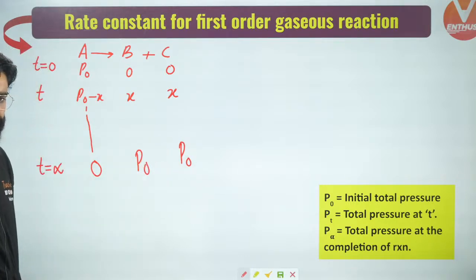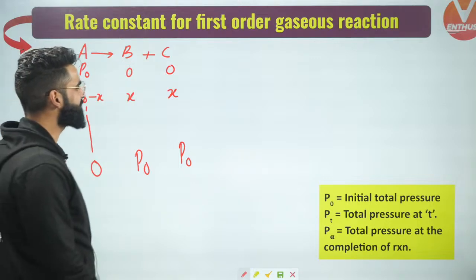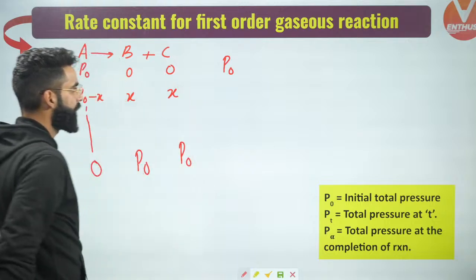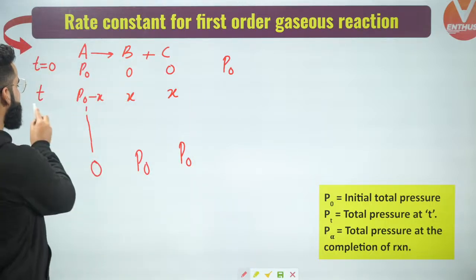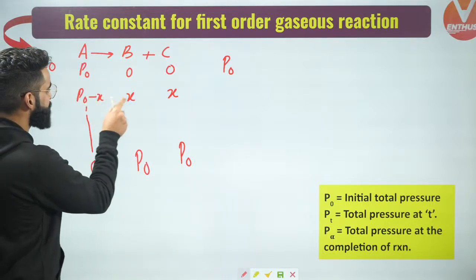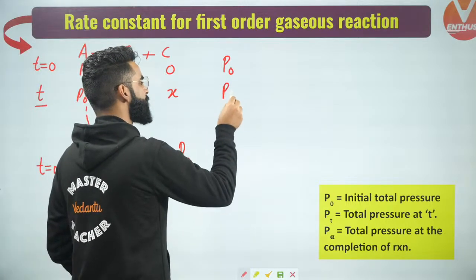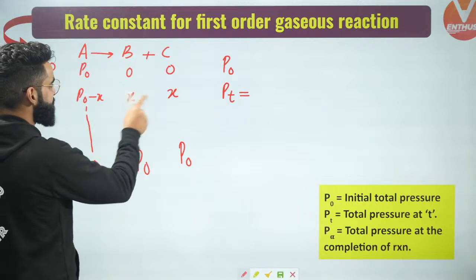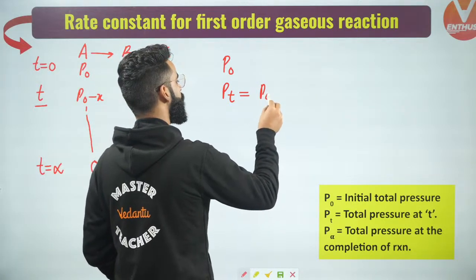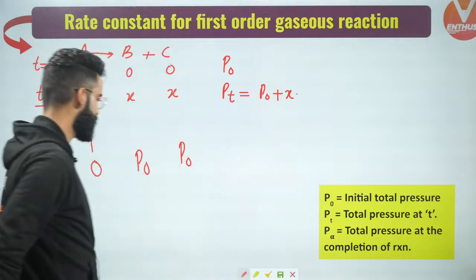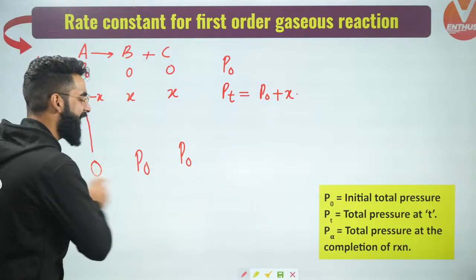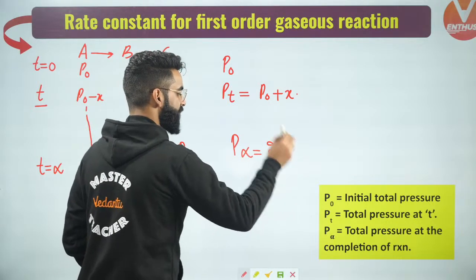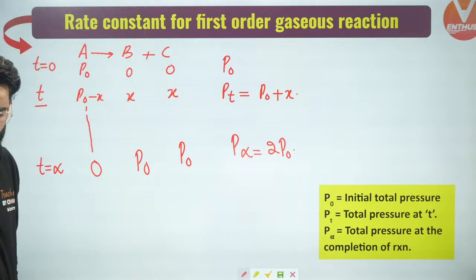Correct. Now we will understand. What is the initial pressure of the container at time t is equal to 0? That is P naught. What is the total pressure of the container at time t? I'm representing it by PT. It's going to be P naught minus X plus X plus X, which is simply P naught plus X. What is the total pressure of the container at infinity, which I'm representing by P infinity? It is simply going to be equal to twice P naught. I hope you got it till now.